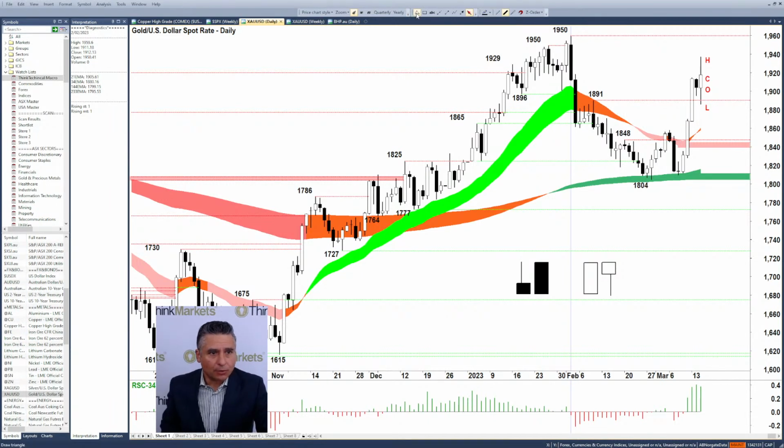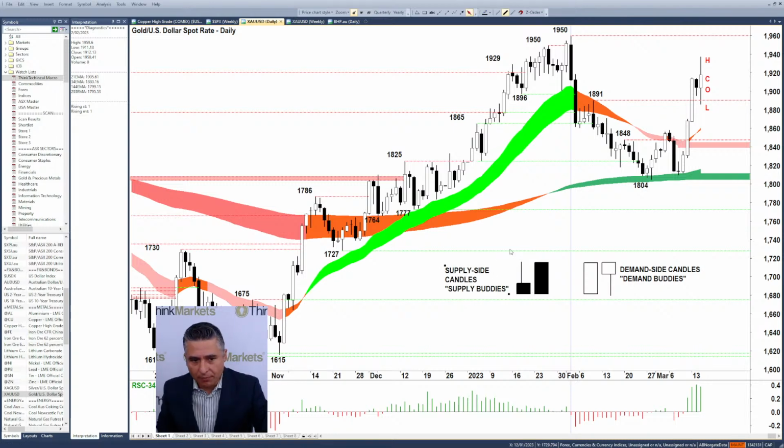Okay, so if you're new to my trading webinars, we call these our supply side candles, or our supply buddies. They are the manifestation of excess supply in the market. And over here, we've got our demand side candles, or our demand buddies. And I call them buddies because you tend to see them occur together. You tend to see them occurring in clusters. And the more they do cluster together, the stronger the signal you have that either supply on the left or demand is exerting its impact, its power on the market.